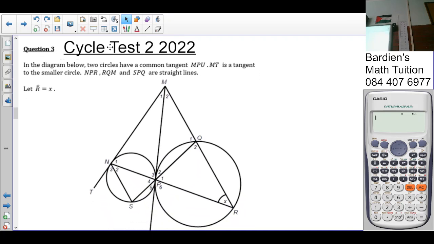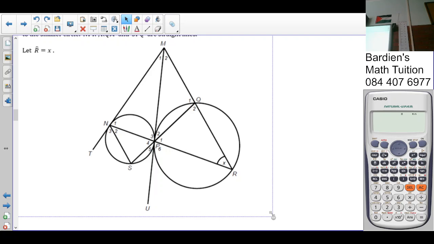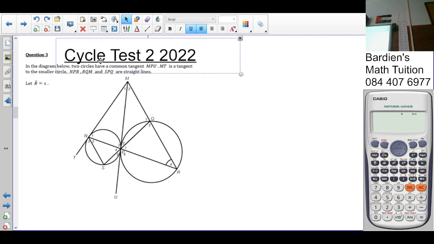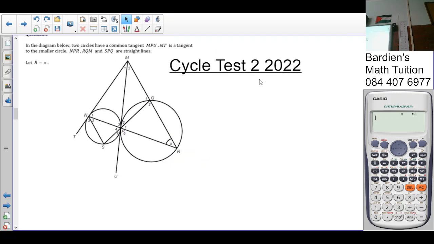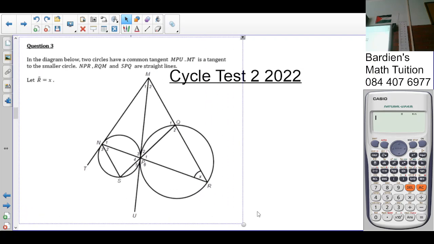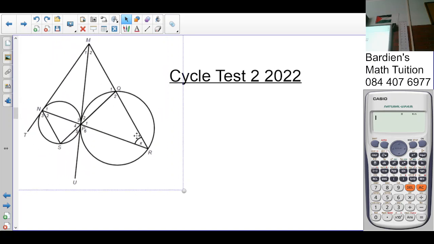Let's look at question 3. Here we are told in question 3, in the diagram below, two circles have a common tangent, the common tangent MPU. I'm going to put this out of the way because it's bulky.